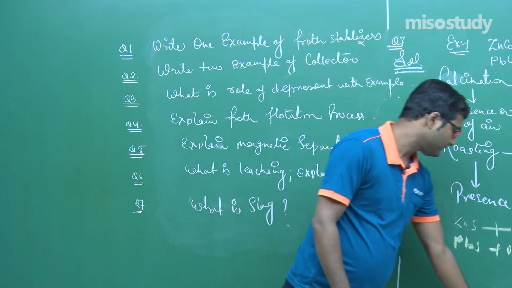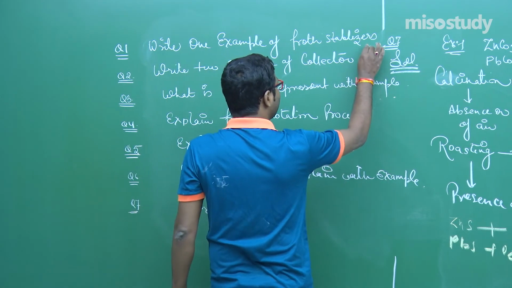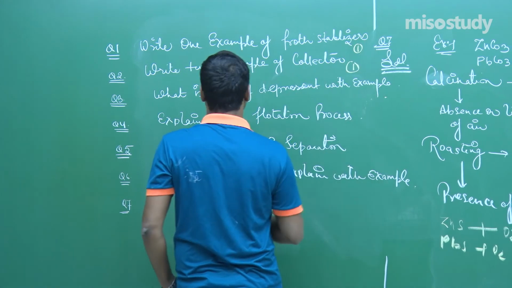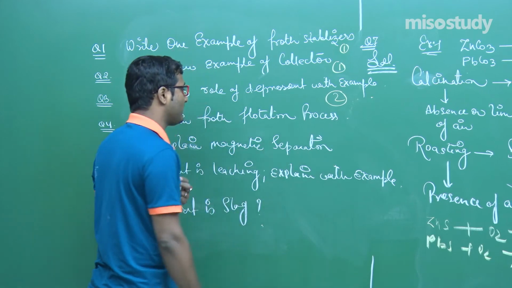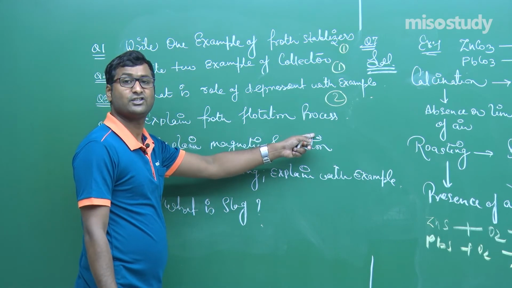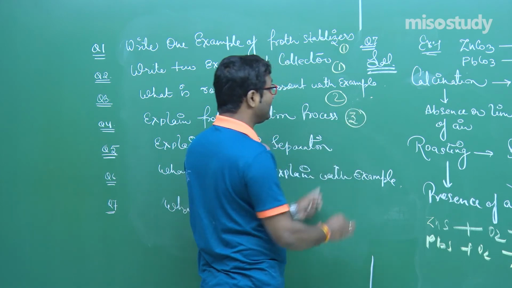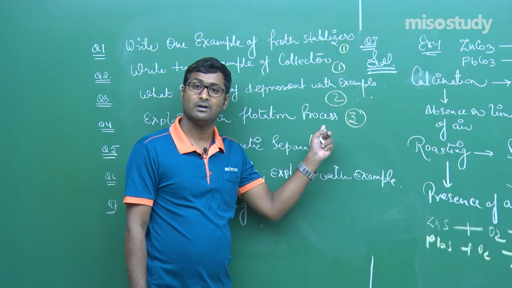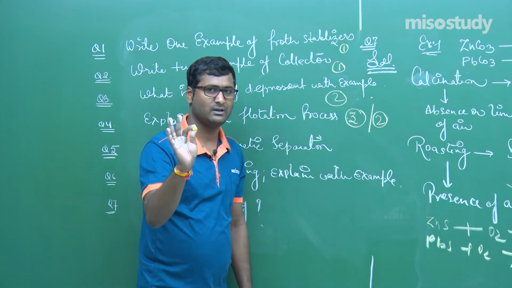Now listen carefully. Write one example of froth stabilizers. It carries 1 mark. What is the role of depressant with example? Definitely it will carry 2 marks, my friend. Explain froth flotation process. If it carries 3 marks, then you have to draw the figure also. But if it carries 2 marks, just a simple explanation is sufficient.